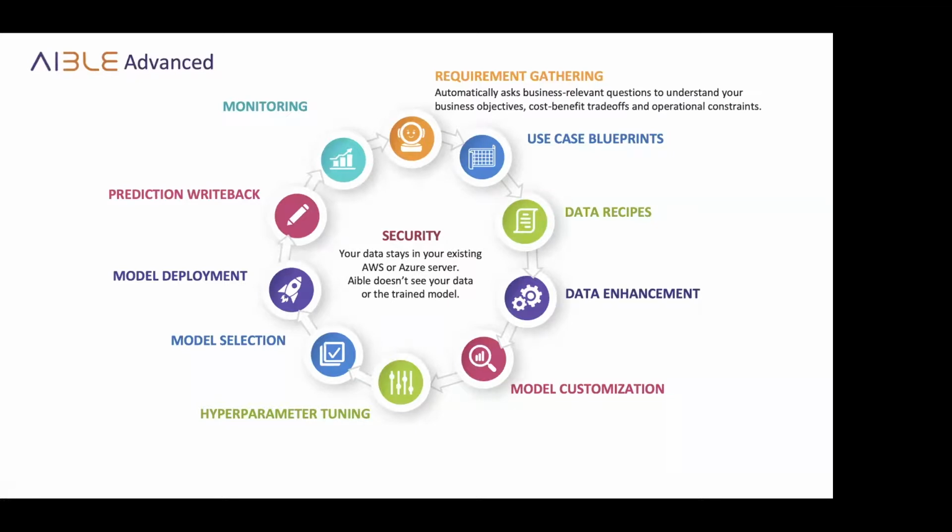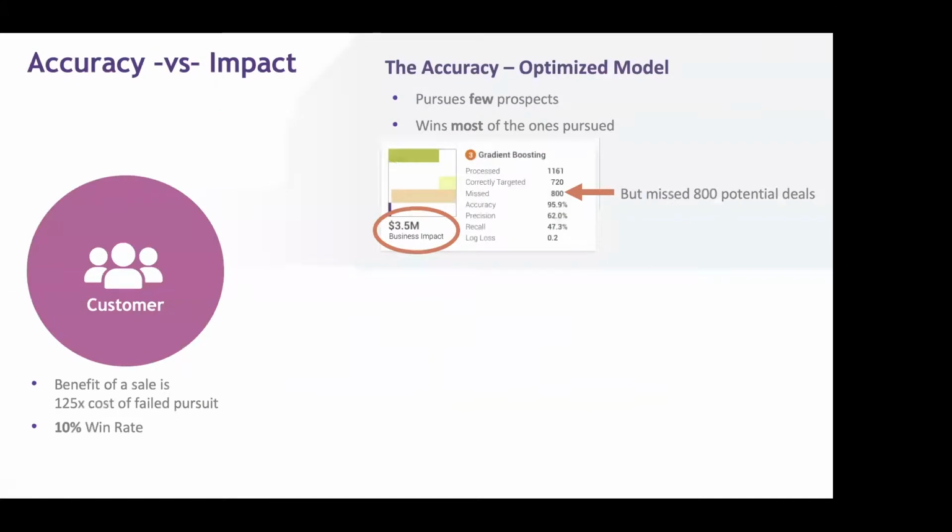Why does this matter? Well, let's take a simple example. Imagine the benefit of a sale is 125 times greater than the cost of a failed pursuit. So if I pursue a customer and they buy, I get say $125. But if I pursue a customer and they don't buy, it costs me $1. And imagine I have a 10% win rate. By the way, these are based on real case studies. We have just anonymized the heck out of them.